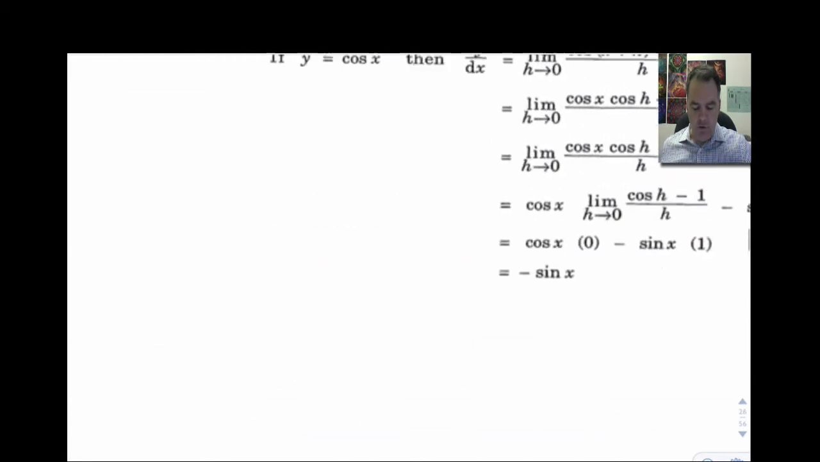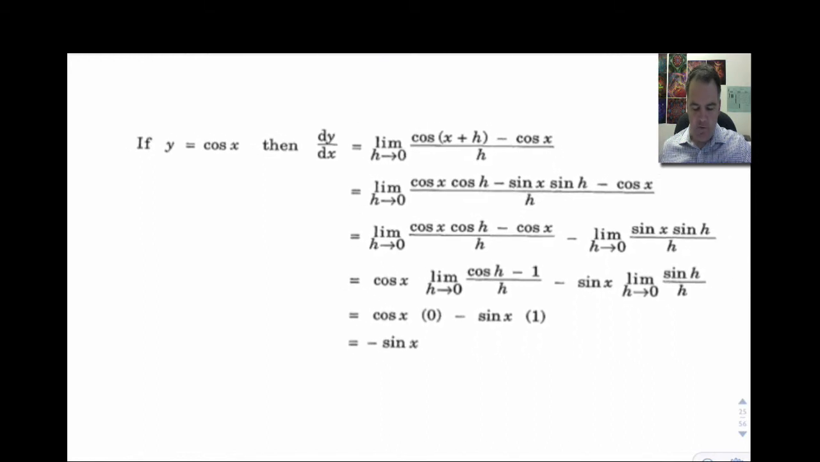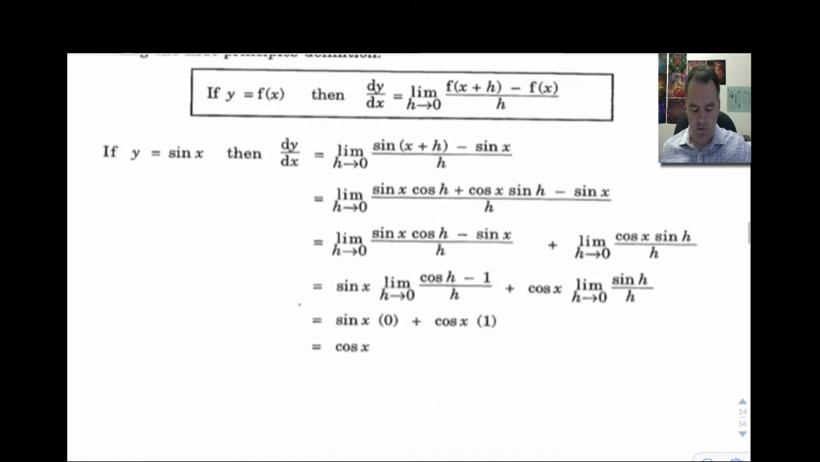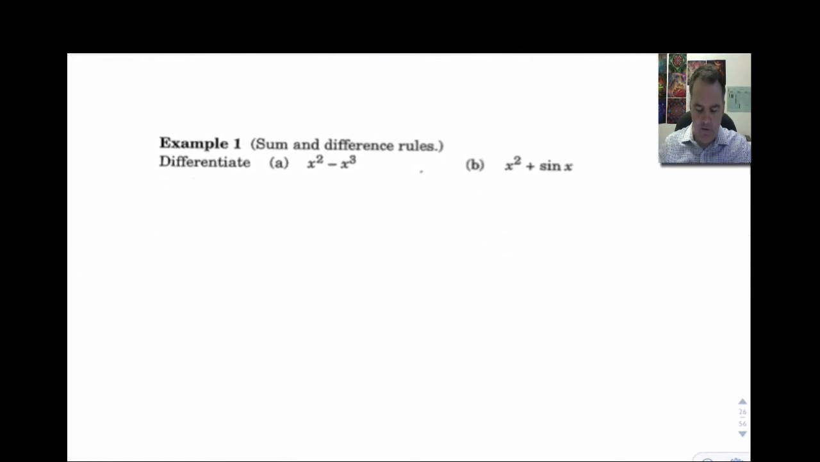You'll notice that there's also a proof up here for how to work out that the derivative of cos x is negative sin x from first principles. Again, you don't have to know how to do this, but it's there in case you want to know how to do it. And there's the one for sin of x. Okay, let's just do some more examples, and I want you to fill these examples in.